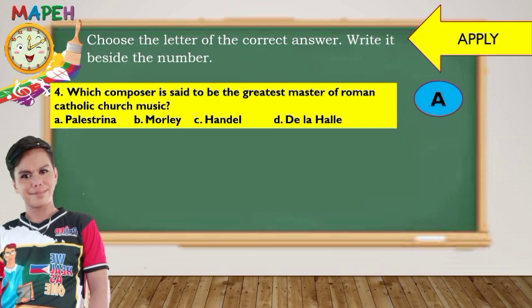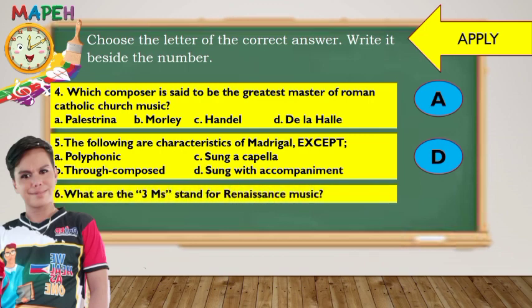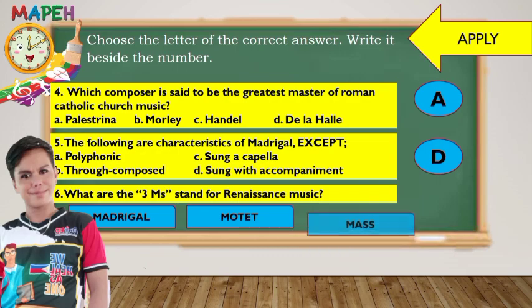Palestrina. Number 5. The following are characteristics of madrigal except A. Polyphonic, B. Through-composed, C. Sung a cappella, D. Sung with accompaniment. The answer is letter D. Sung with accompaniment. Then what do the three M's stand for in Renaissance music? Madrigal, motet, and mass.